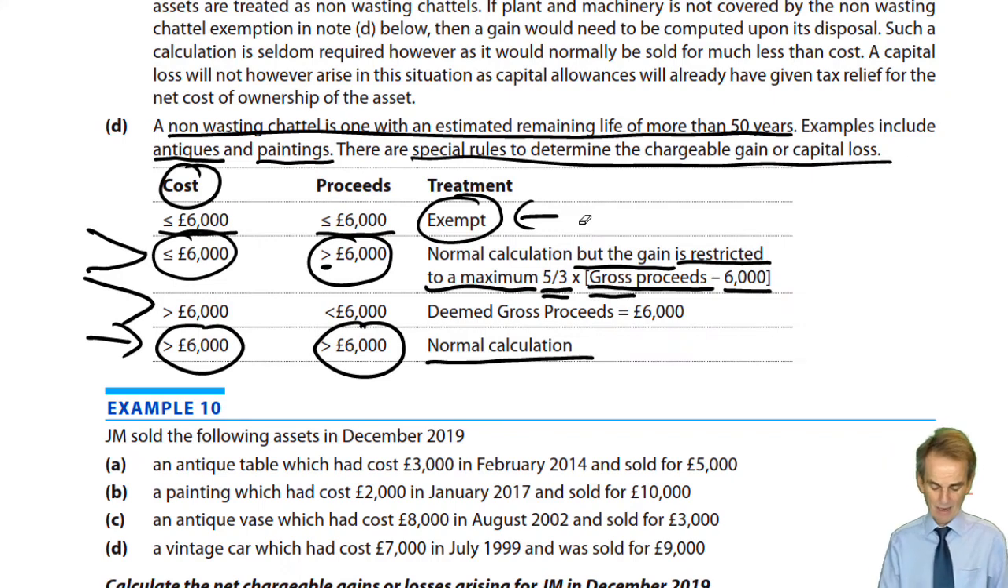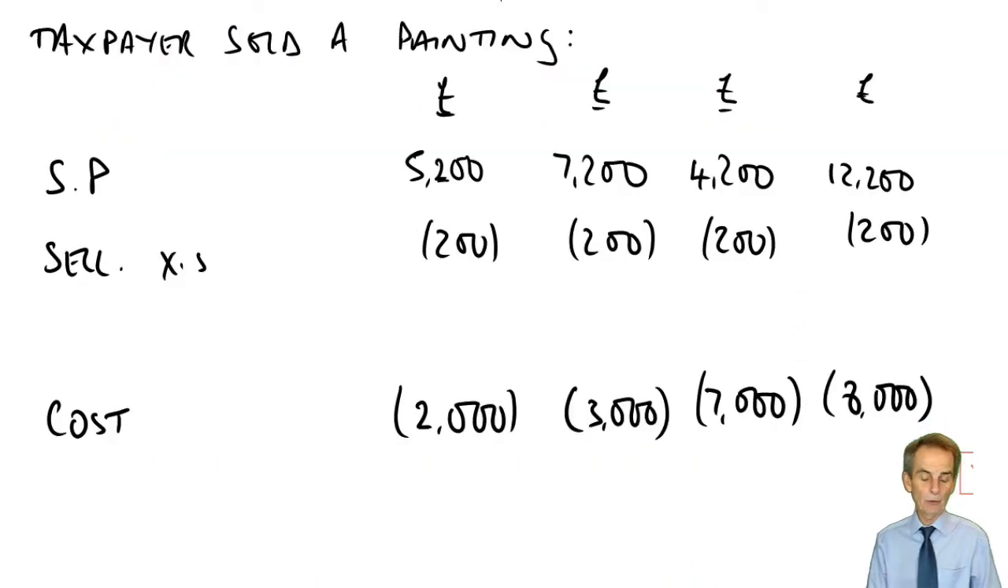Right, before we go any further, let's just have a look at some examples here and identify what the issues are based on our knowledge so far. So we're told here taxpayers sold a painting, and I've given you different figures of proceeds and different figures of cost to look at the different scenarios that we have outlined.